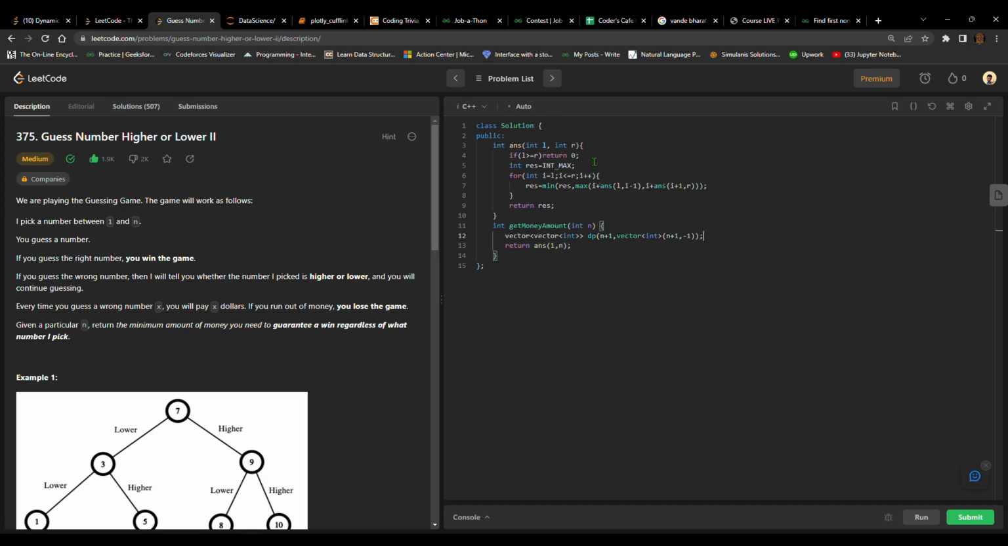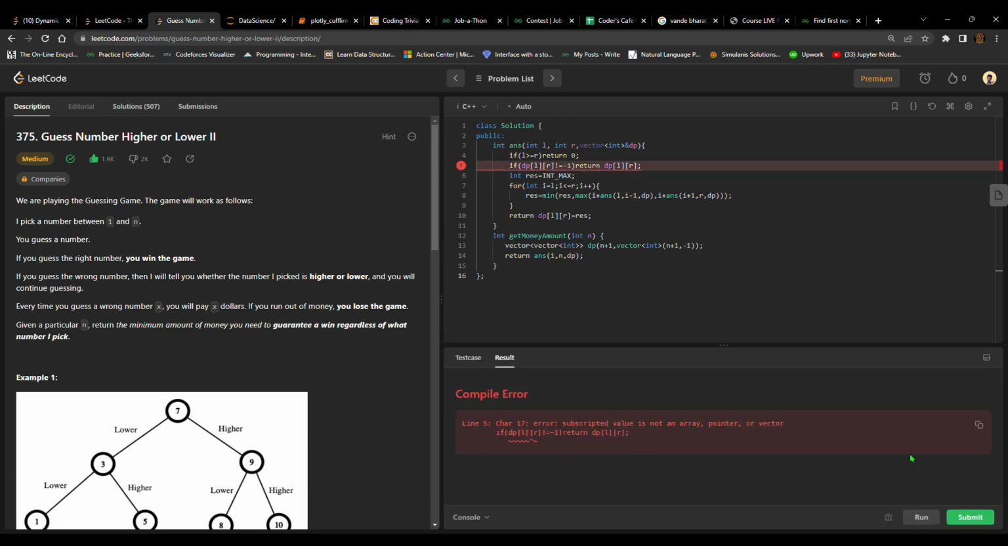DP matrix. I would be asking that if DP at L at R is not equal to -1, then in that case return DP of L at R and just call for the vector int ampersand DP, and then go on calling DP inside our function calls. Just return DP at L at R and return res value inside it, and I think we are pretty much very much clear. And last but not the least, I need to add DP here also, and I think that this is good to go.